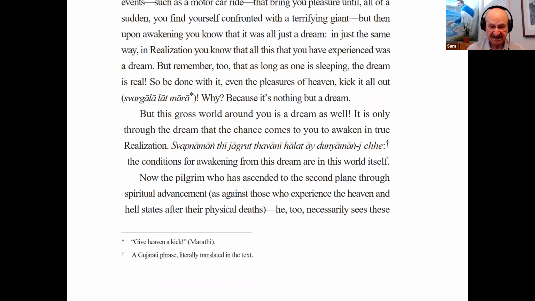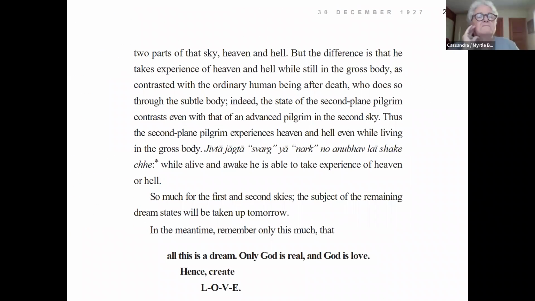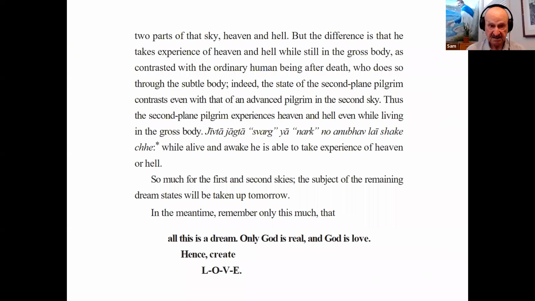Now, the pilgrim who has ascended to the second plane through spiritual advancement, as against those who experience the heaven and hell states after their physical deaths, he too necessarily sees these two parts of that sky, heaven and hell. But the difference is that he takes experience of heaven and hell while still in the gross body, as contrasted with the ordinary human being after death, who does so through the subtle body.